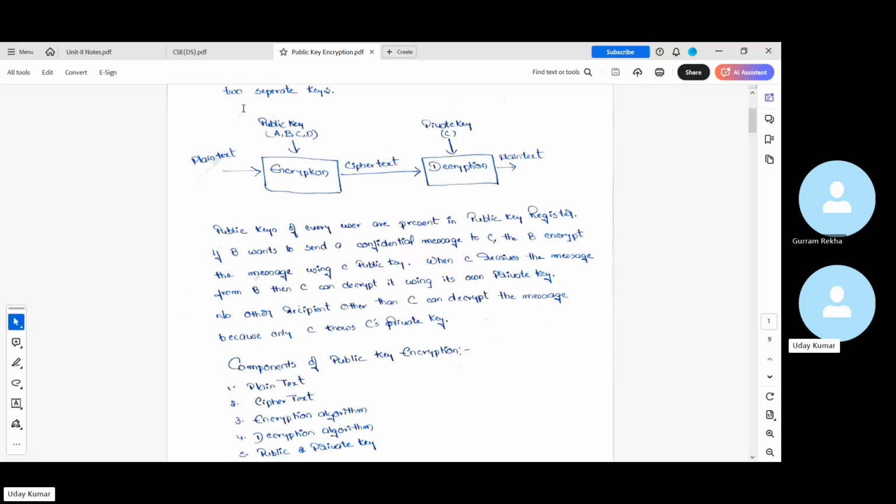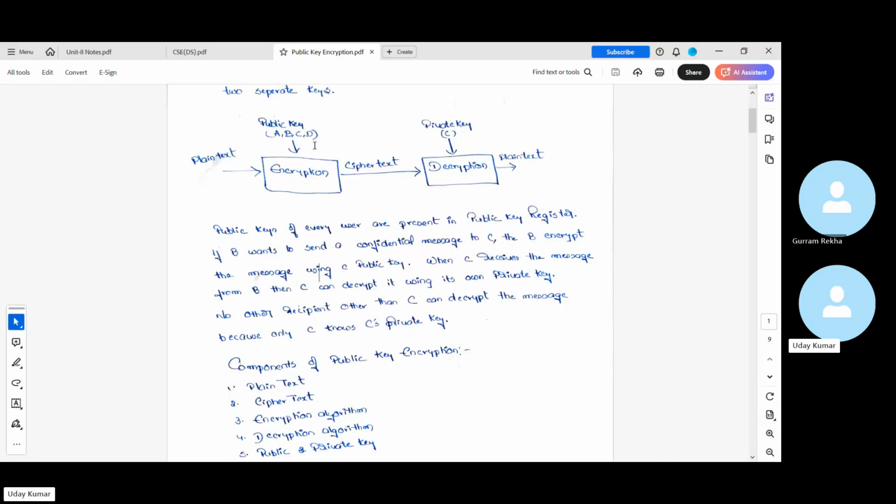Here it is mentioned, you can see public keys like A, B, C, D, and there is a private key C. The public keys of every user are present in the public key register. If B wants to send a confidential message to C, B encrypts the message using C's public key. And when C receives the message from B, C can decrypt it using its own private key.